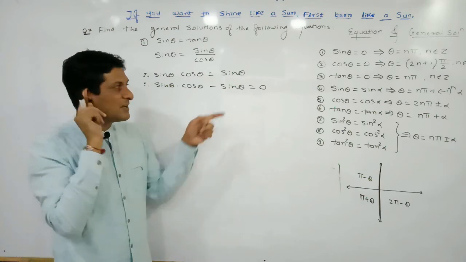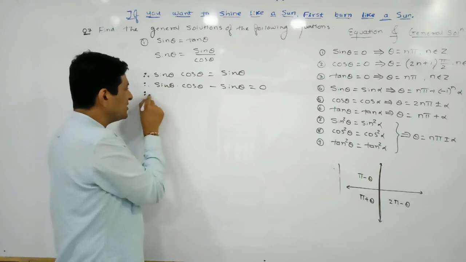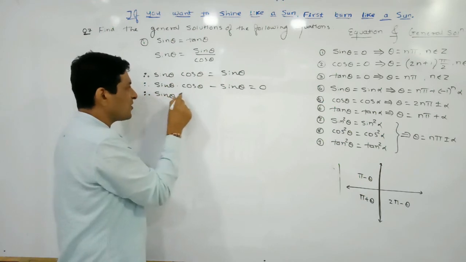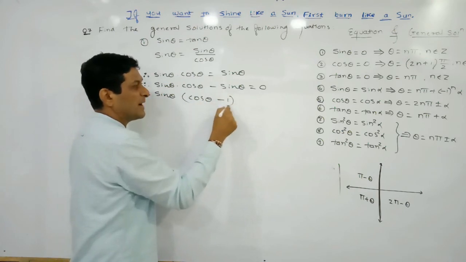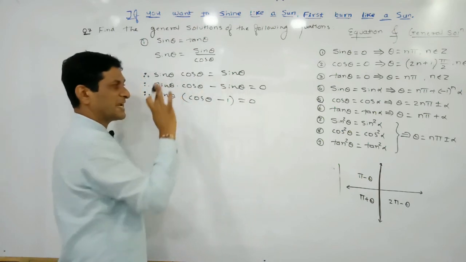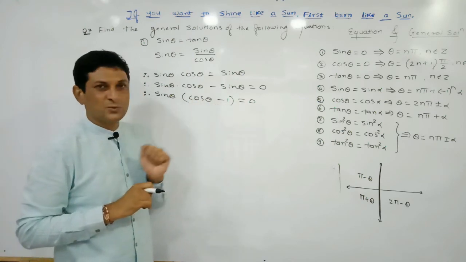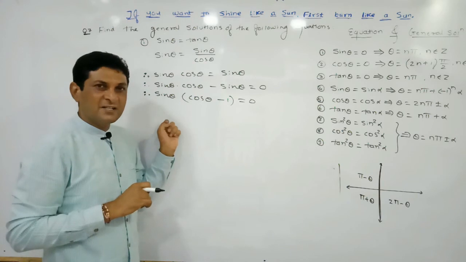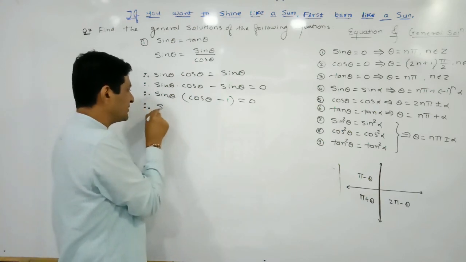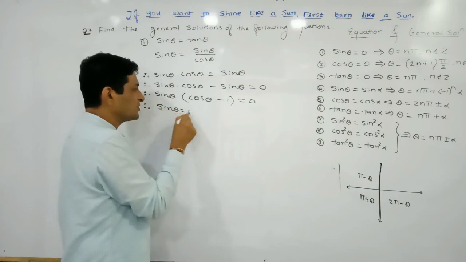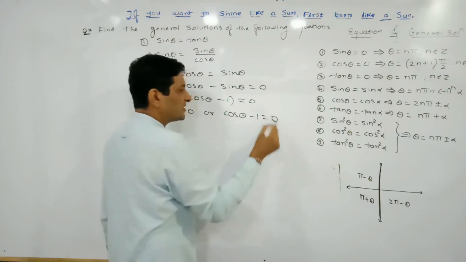Now if you observe here, from these two terms, can I take sin theta common? Yes, if we take sin theta common from the first term, the remaining term is cos theta, and here the remaining term is minus 1. Just simply we have taken sin theta common from these two terms. Now the product of these two terms is equal to 0, means either the first factor is 0 or the second factor is 0, means sin theta is equal to 0 or cos theta minus 1 is equal to 0.